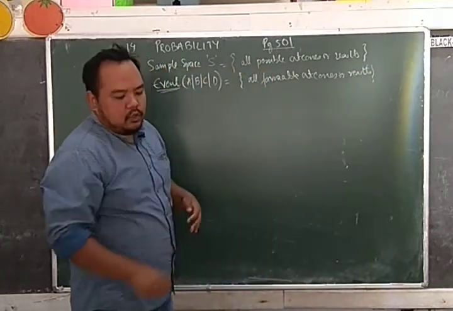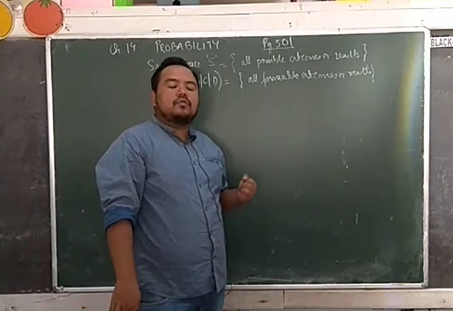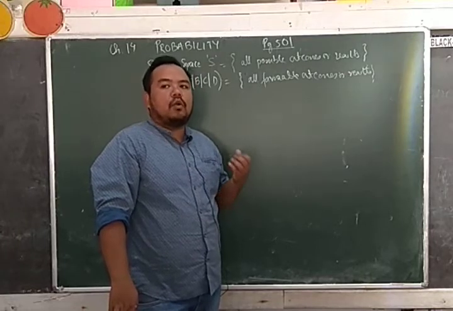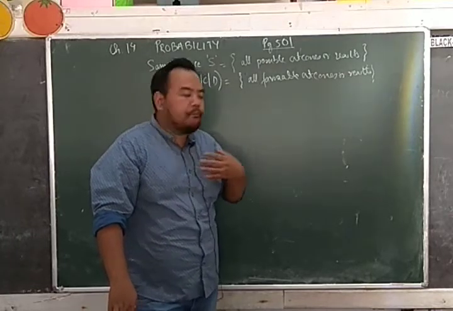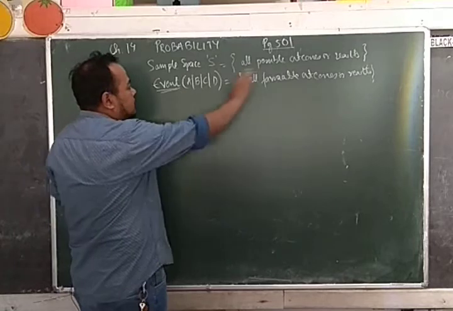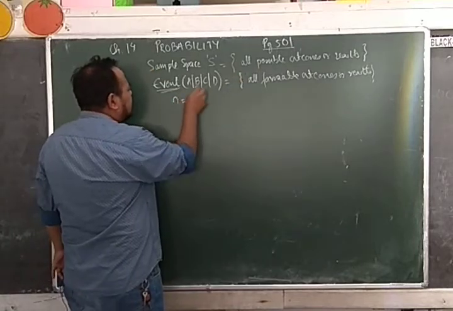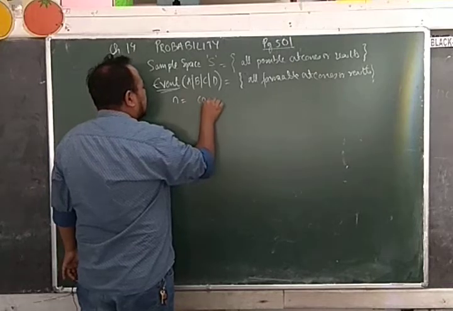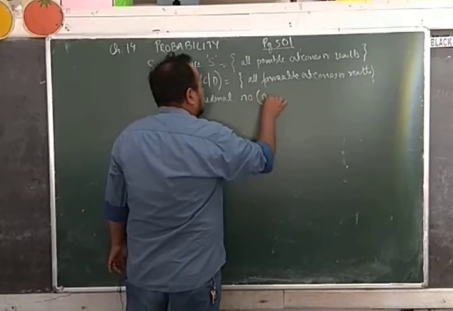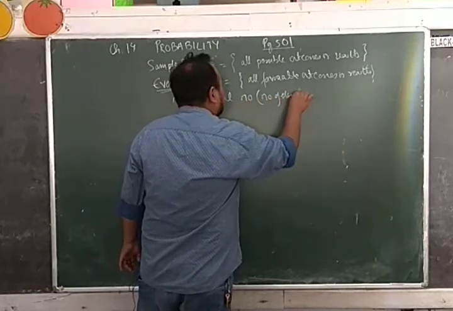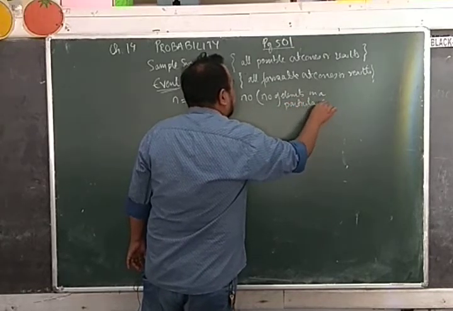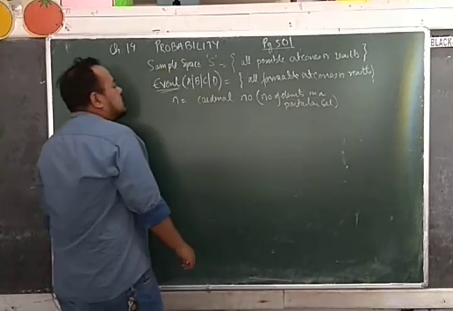Suppose when you roll a die, all possible numbers are 1, 2, 3, 4, 5, 6. And if I want only even numbers, what are the numbers which are favorable to me? 2, 4, 6. So that comes under this particular event. Next, we need to know n. n means the cardinal number. Cardinal number means the number of elements in a particular set.